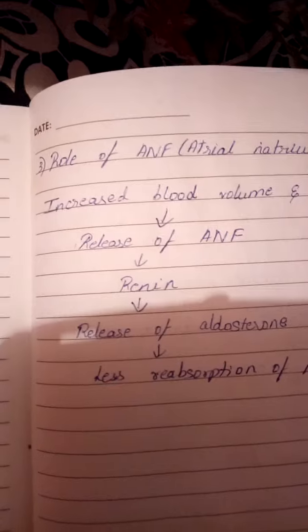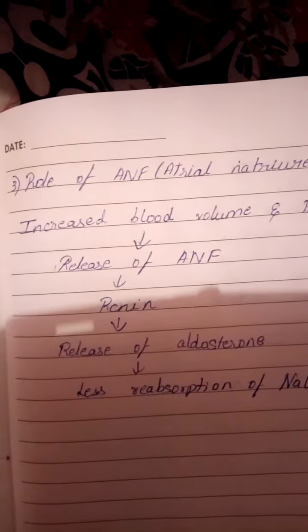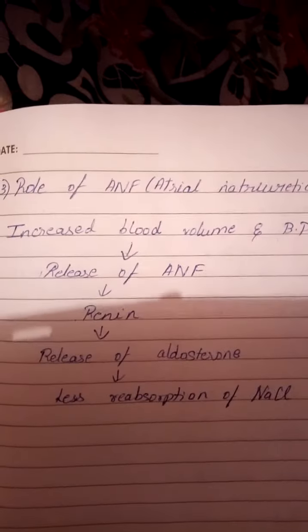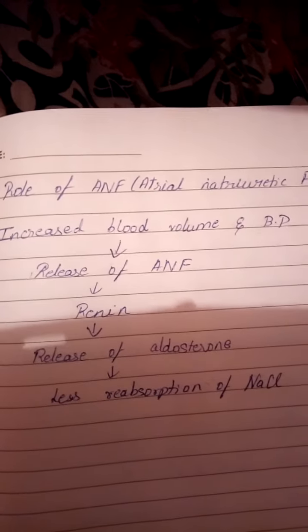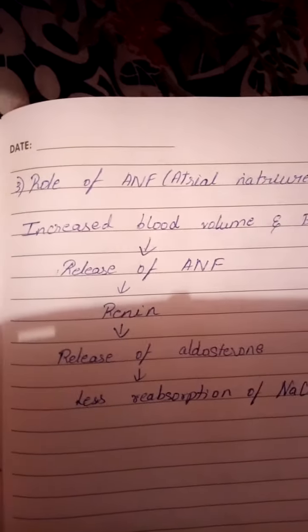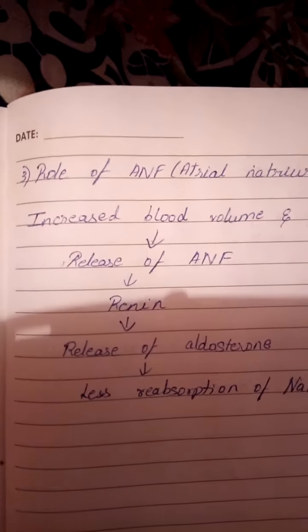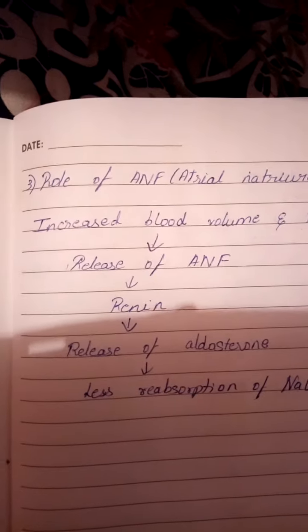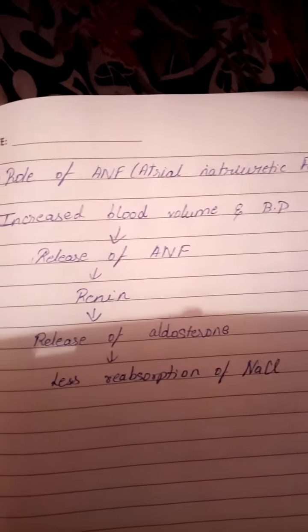The third one is the role of ANF, that is the atrial natriuretic factor. Increased blood volume and blood pressure, that is, the walls of the atria of the heart release ANF in response to an increase in blood volume and blood pressure.